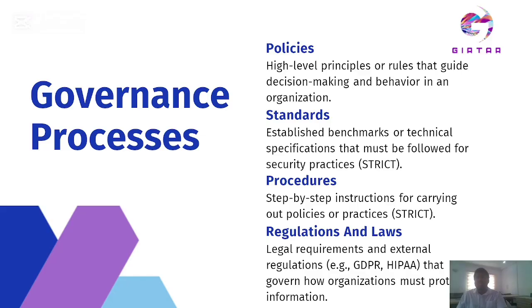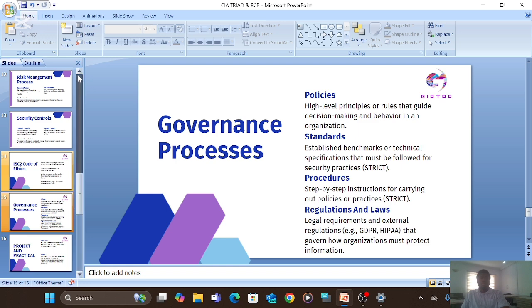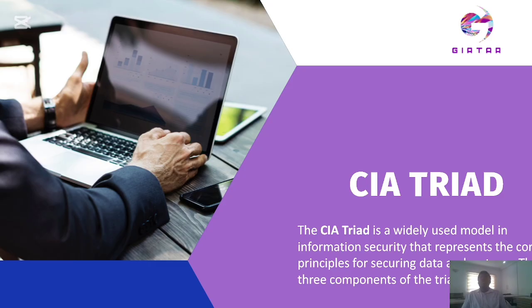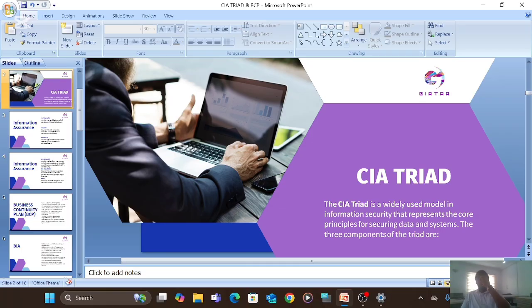Okay, so the first thing we are going to be covering in this particular domain of ISC2, from domain 1, is security concepts and the CIA triad. So now, what is the CIA triad? The CIA triad is a widely used model in information security that represents the core principle of securing data and systems. The three components of the CIA triad are confidentiality, integrity, and availability.